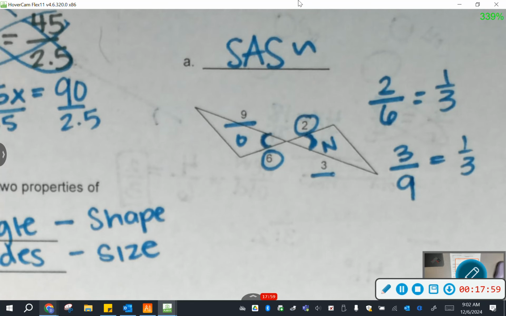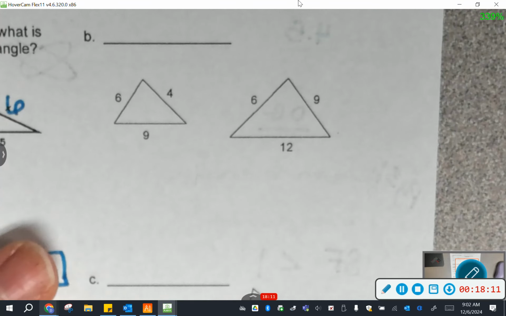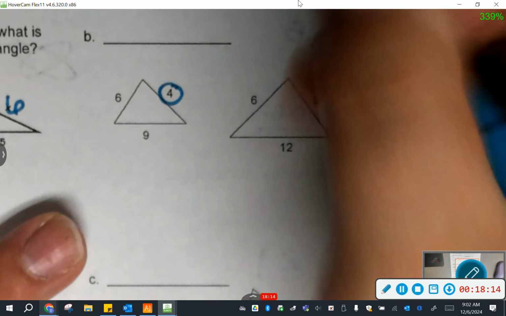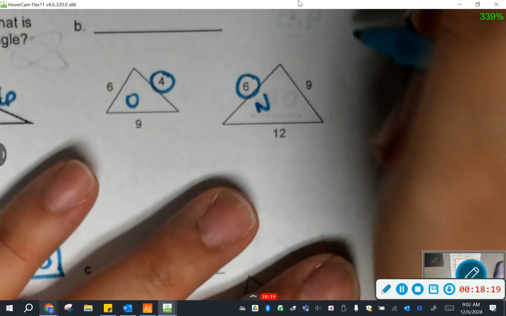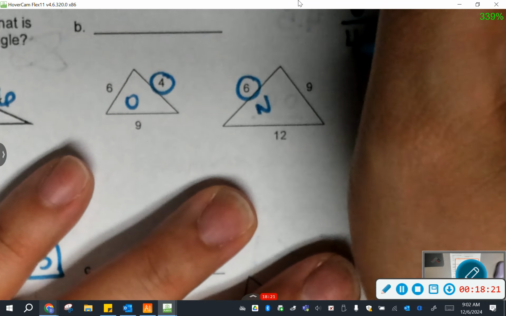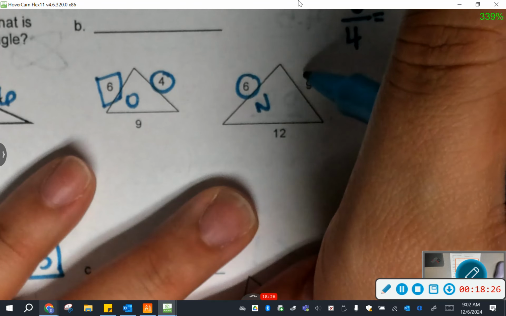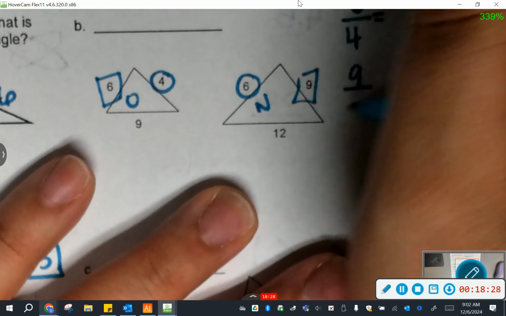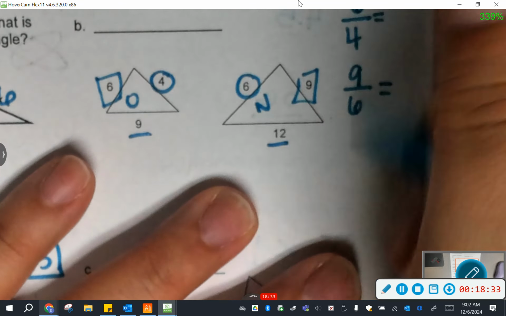For the next one, what do I do to figure out if they're similar? Do I have any angles here? No. For this one? No. So the only one it should be is SSS or not. How do I figure out which one it is? Small with the small. This is my old, this is my new. So I'm going to do 6 divided by 4. Medium with your medium. 9 divided by 6. I'm starting with my new one each time. I'm doing new over old every time.